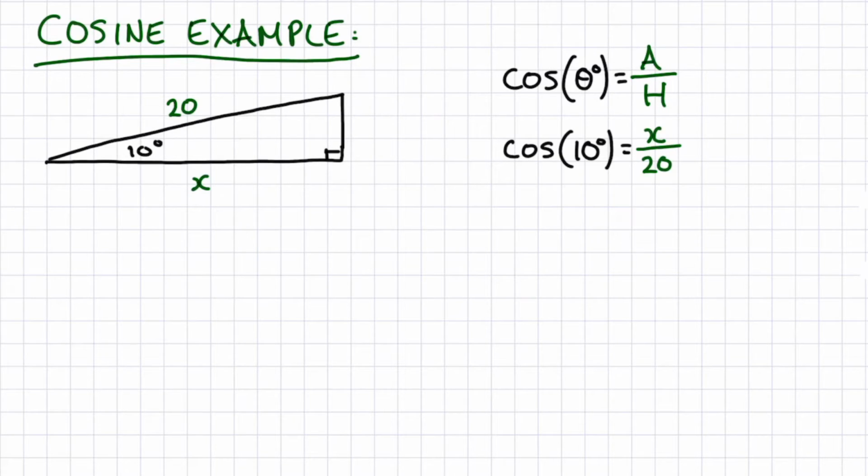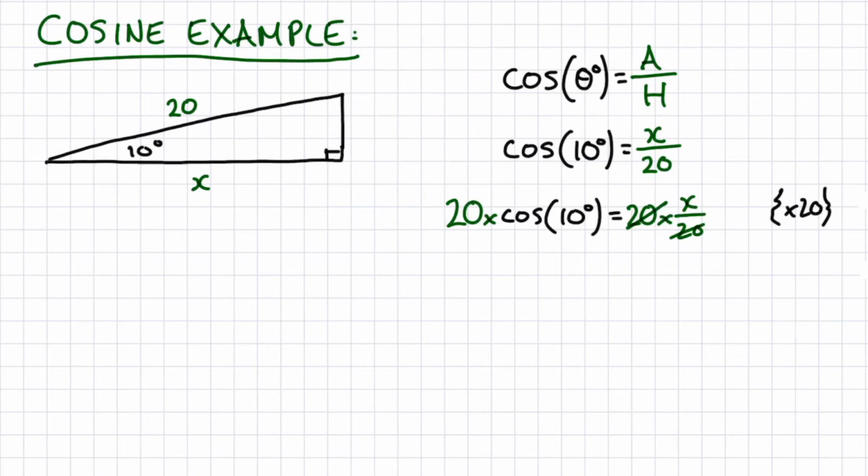Okay, now we have to find what that x side is. So to do that, we do a similar step as the previous question. We times 20 on both sides. So we do 20 times cos 10 degrees equals 20 times x on 20. Now the 20 divided by 20s cancel out and we get left with x there, okay? So we can just do 20 times cos of 10 degrees will equal x. Fantastic.